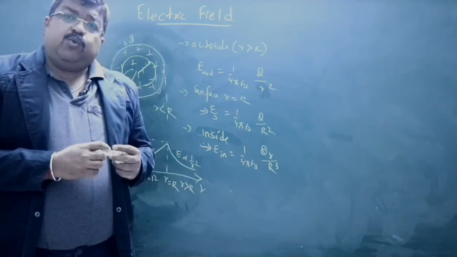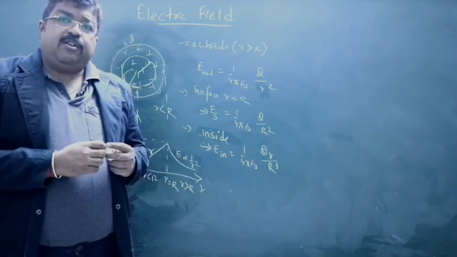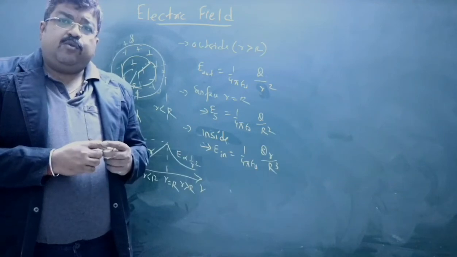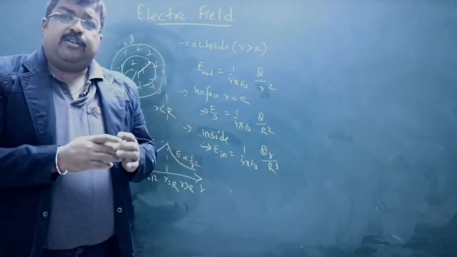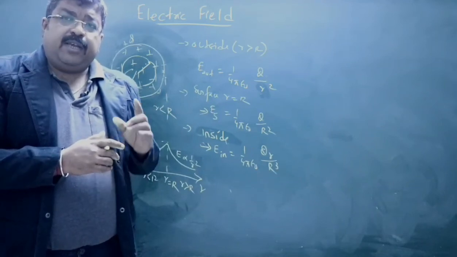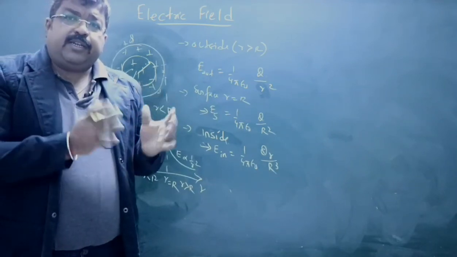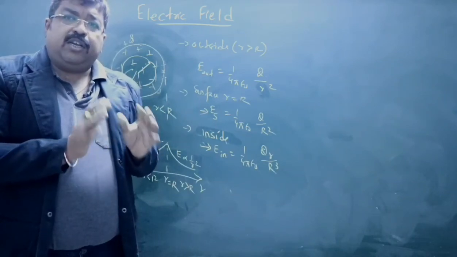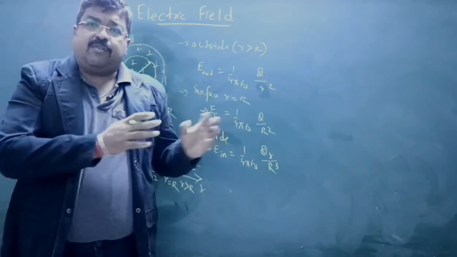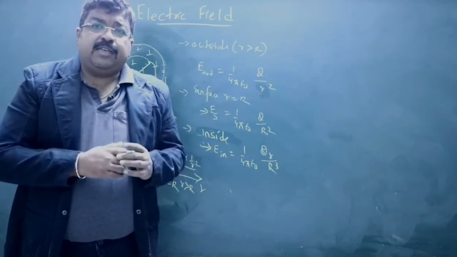So these are the two important topics with regard to the electric field, one due to a spherical shell and one due to a solid non-conducting sphere. And as I told you, for a conducting solid sphere, the charge will again be on the surface, so the electric field variation will be same as that for a hollow sphere or spherical shell.